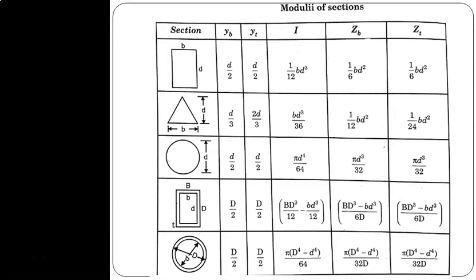Some of the formulas that we can use for the section modulus for different shapes: in the case of a rectangular section, we have I equal to bd cubed by 12, and y equal to d by 2. yt and yb are always equal, and therefore Zb and Zt are equal to bd squared by 6. But in the case of a triangular section, you see that yb is d by 3 and yt is equal to 2d by 3, and therefore I is bd cubed by 36. Then Zb is 1 by 12 bd squared, whereas Zt is 1 by 24 bd squared.